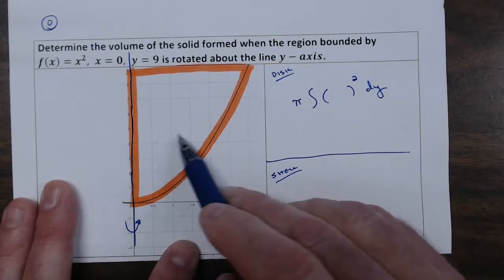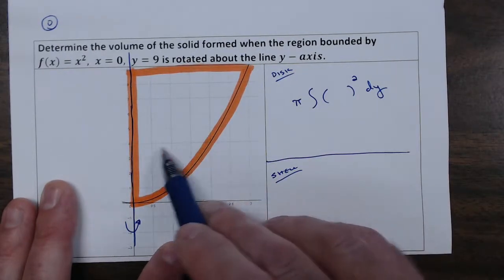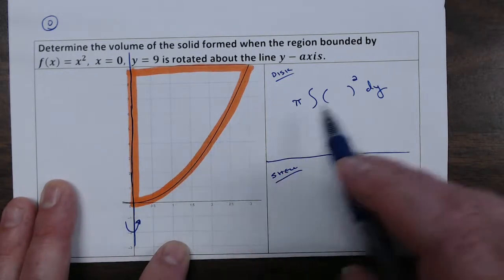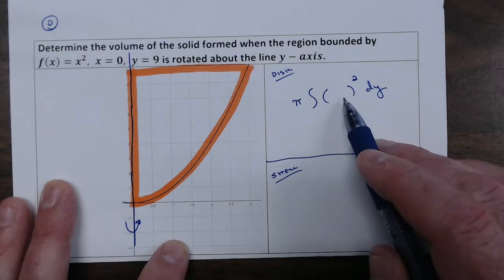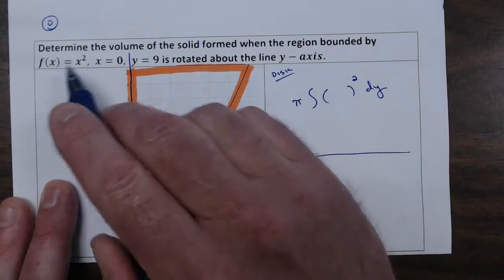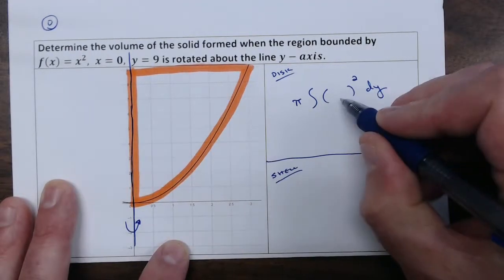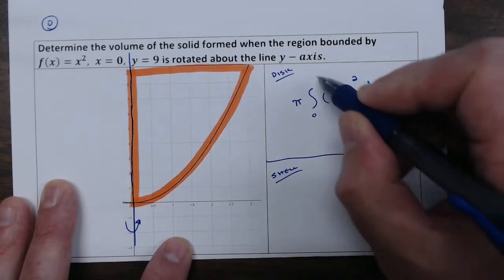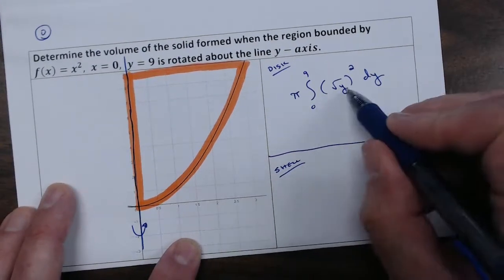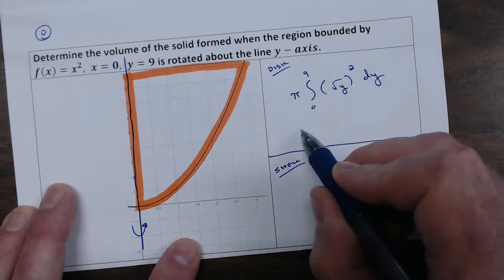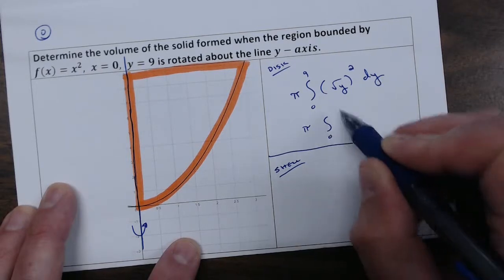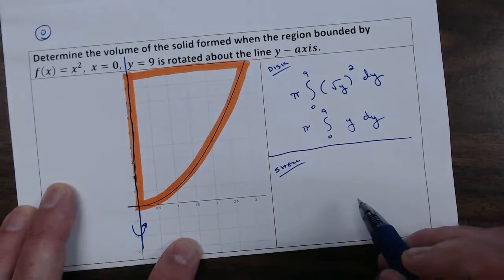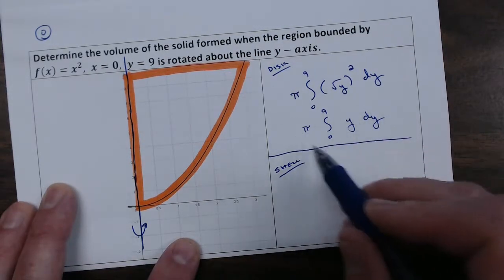And so what is the radius of each one of these disks? It looks like the radius is whatever the x value is every time. So I cannot write x there. What is x equal to? We've done it a lot, right? x is equal to the square root of y, and it's over the interval from 0 to 9. If I clean that up a little bit, nicely, the square and the square root cancel. So we have an integral of pi from 0 to 9 of y dy. All right, we'll check that answer out here in a second.